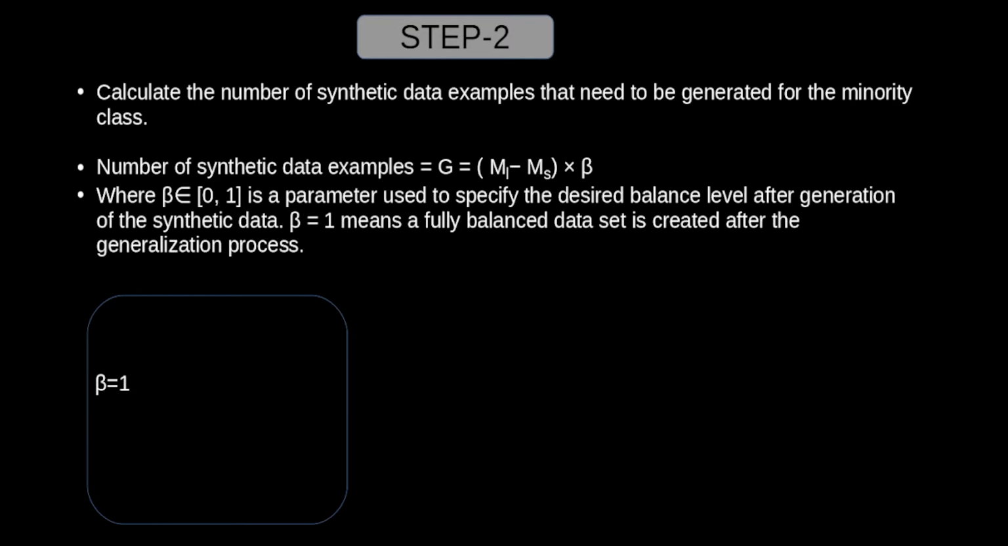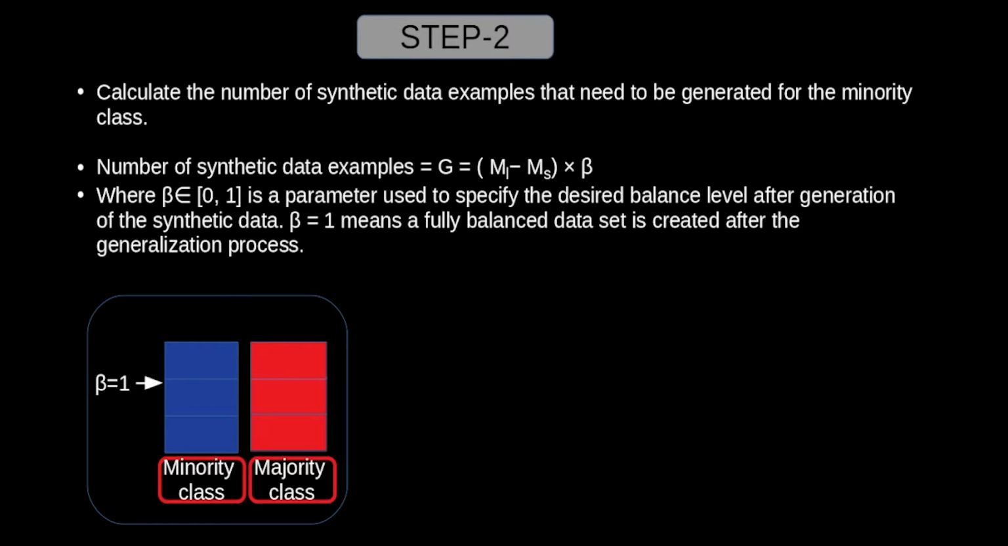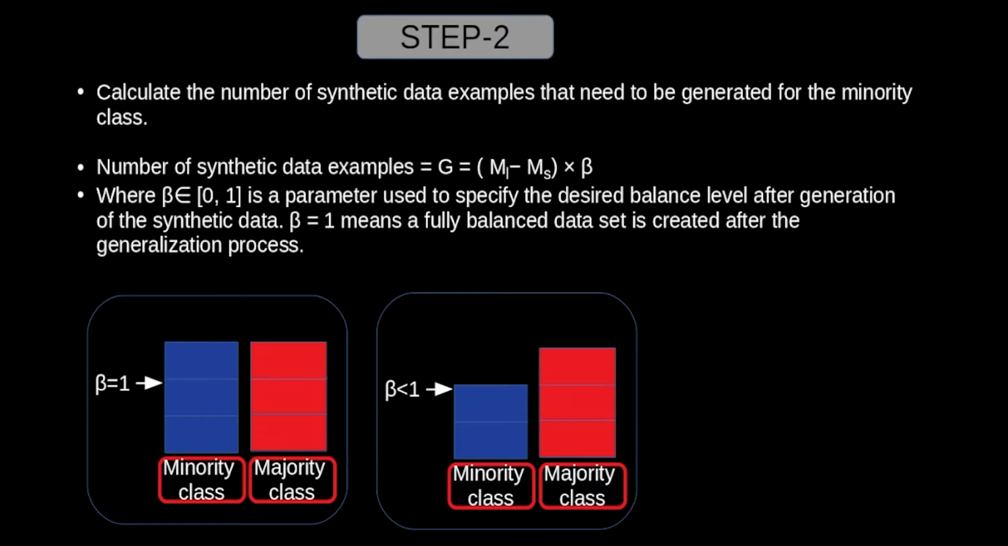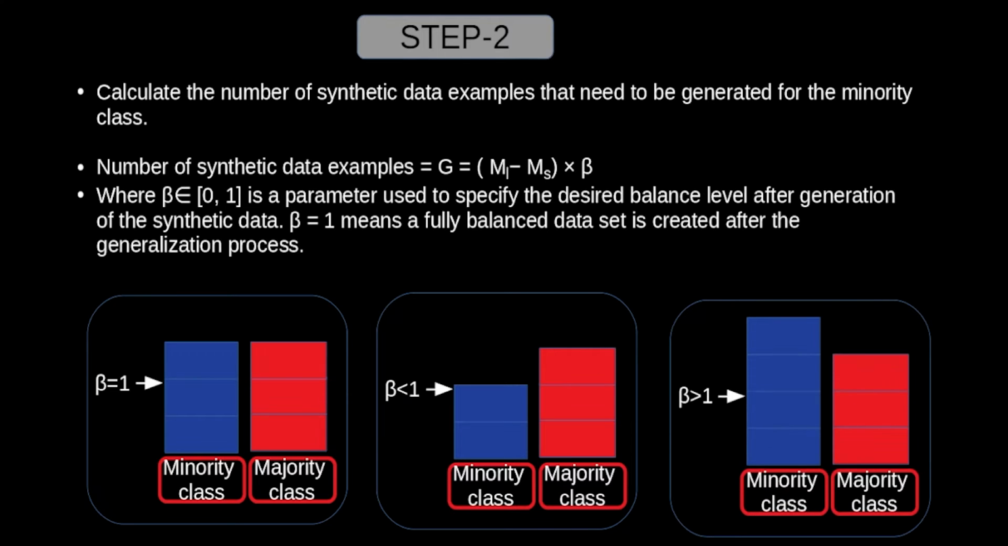Let's take beta equals 1. If we take beta equals 1, then the number of minority class examples equals the number of majority class examples. And if we take beta less than 1, the number of minority class examples is less than the number of majority class examples. And lastly, if we take beta greater than 1, then the number of minority class examples would be higher than the number of majority class examples. This is how we set the beta value.